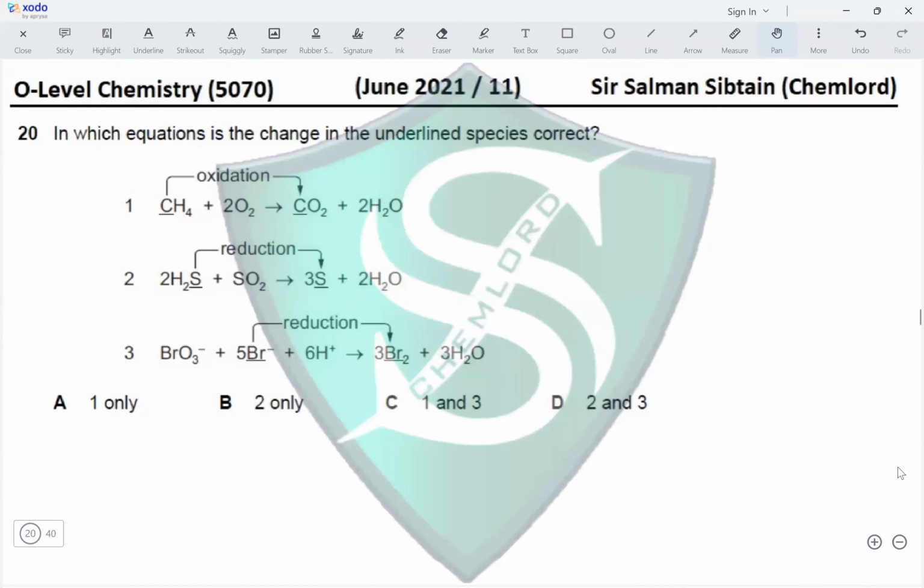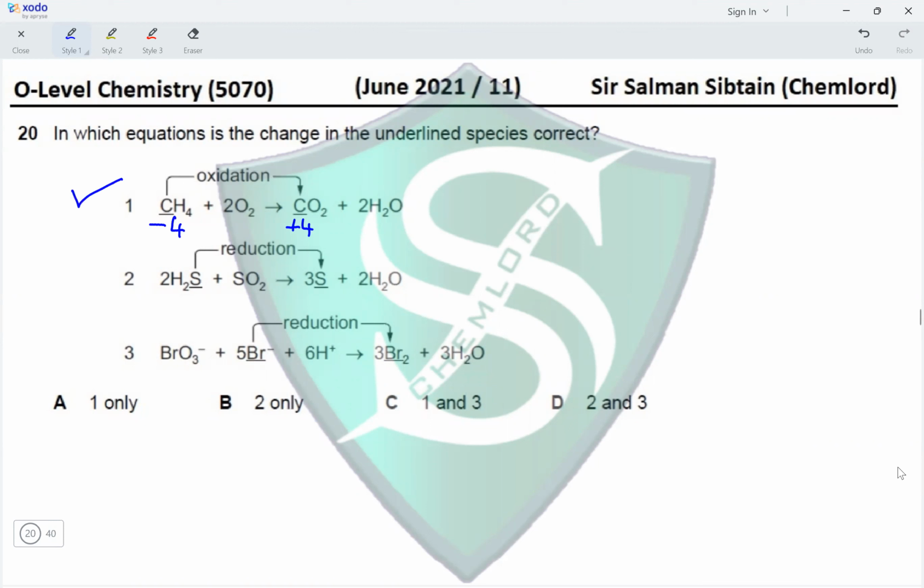Question 20. In which equation is the change in the underlined species correct? So in CH4, the charge on carbon would be -4 because hydrogen will carry a positive charge, and the charge on carbon in CO2 would be +4 because the charge on oxide ion is -2 and there are two oxide ions. So -4 on oxygen, so +4 on carbon. So -4 to +4 is oxidation, yes.